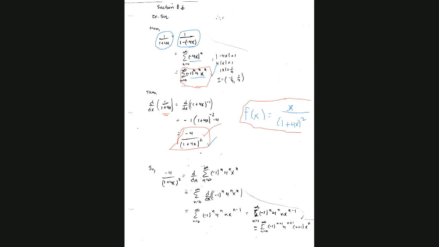So this is certainly a true statement. Negative 4 over 1 plus 4x quantity squared equals the derivative of the power series. Okay. Are there any questions so far?